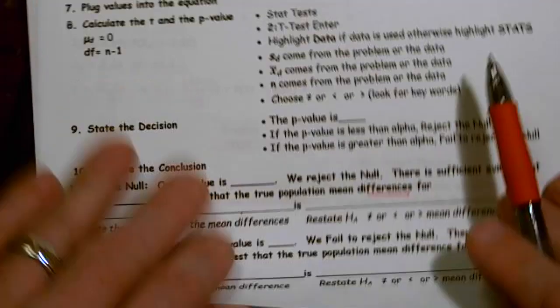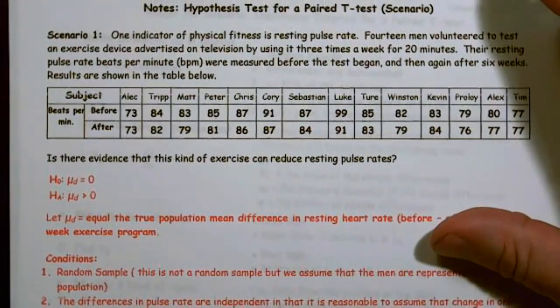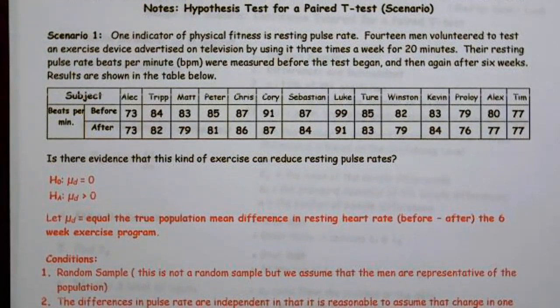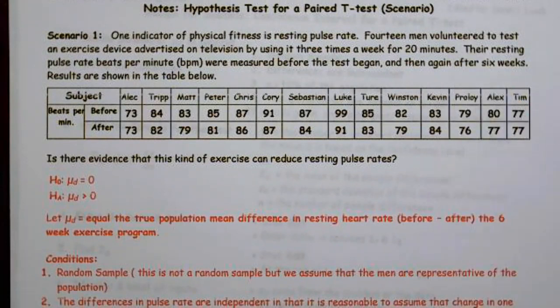So let's go ahead and get into a problem. So in our problem, we have one indicator of physical fitness is resting pulse rate, and 14 men volunteered to test an exercise device. We're going to assume it was a random sample. We'll talk about that in a moment.